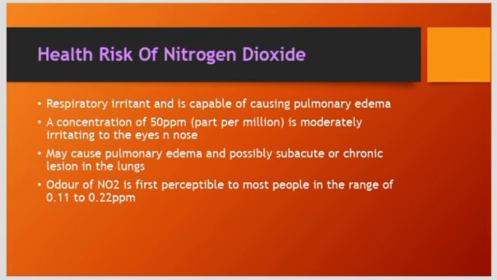Then also, they say a concentration of 50 ppm, which is parts per million. ppm is the measurement parameter for measuring the amount of chemical or contaminant per volume of water, you understand? They say a concentration of 50 ppm is moderately irritating to the eyes and the nose. So it may cause pulmonary edema and possibly subacute and chronic lesions in the lungs, you understand? Which is also a lung condition. They say the odor of NO2 is first perceptible to most people in the range of 0.11 to 0.22 ppm.